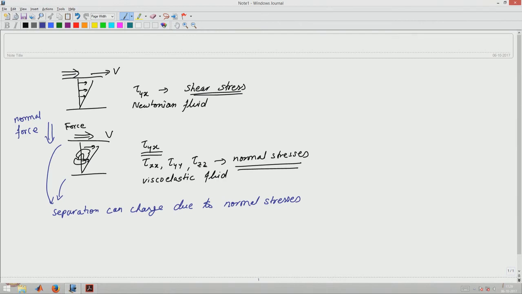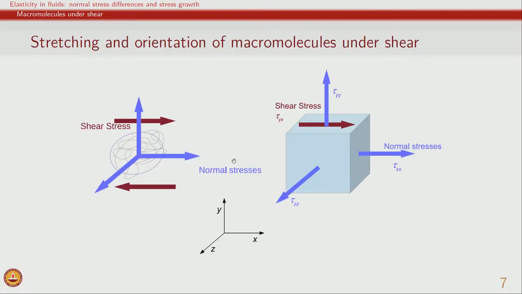So, in case of a Newtonian fluid, we apply a force which leads to shear, and therefore, we get shear stress. In case of a viscoelastic fluid, we apply a shear stress, we naturally get a shear stress, but we also get normal stresses, and because of the normal stress we get a normal force also. So, if we measure this normal force, then we can actually get an idea about what these normal stresses are. And that is the principle behind measurement of the normal stresses in the material.